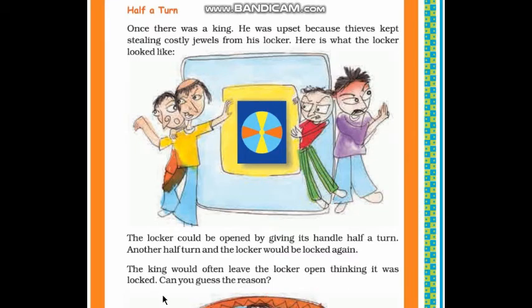Why does this happen? Because here the locker looks the same in the open and lock position. If we move this handle from here to here, this yellow will go up and this yellow will come down, so it will look the same in both the open and closed positions. So the answer to this question is: the locker looks the same in both open and lock positions. Hence the king often gets confused and cannot tell if it is locked or open.